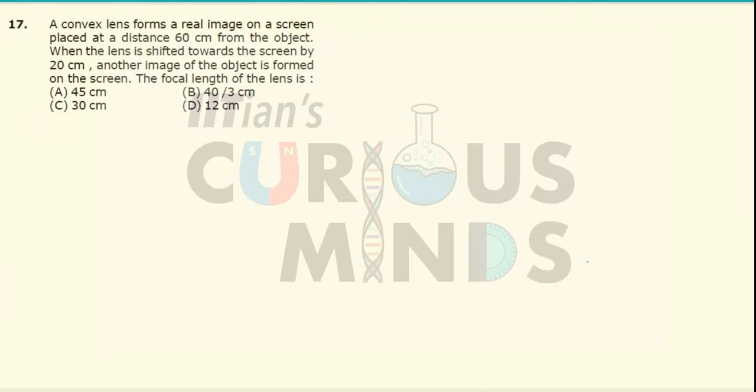A convex lens forms a real image on the screen placed at a distance of 60 cm from the object. When the lens is shifted towards the screen by 20 cm, another image of the object is formed on the screen. The focal length of the lens will be equal to.